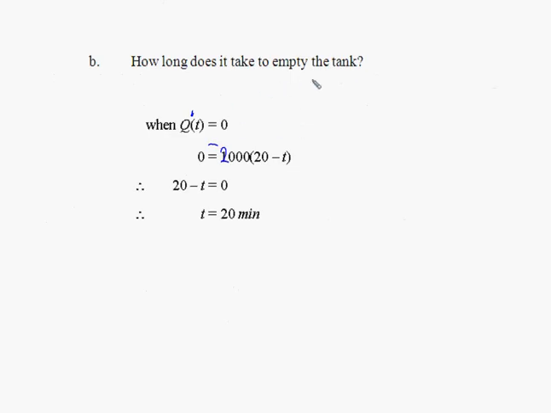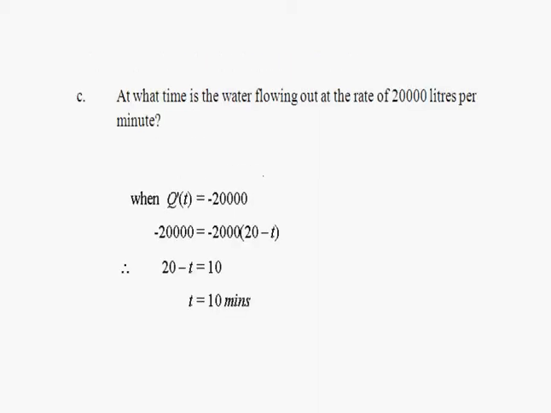How long does it take to empty the tank? Well, when's our first derivative equal to 0? So the minus 2,000 equals 0. Outside of the 20 minus t, means 20 minus t would equal 0, or t is equal to 20 minutes. We could also have done that with Q(t) equal to 0 as well and solved that. If it's empty, then there's nothing left in the tank, but also there's nothing being emptied from the tank, so the rate and the quantity are both 0.